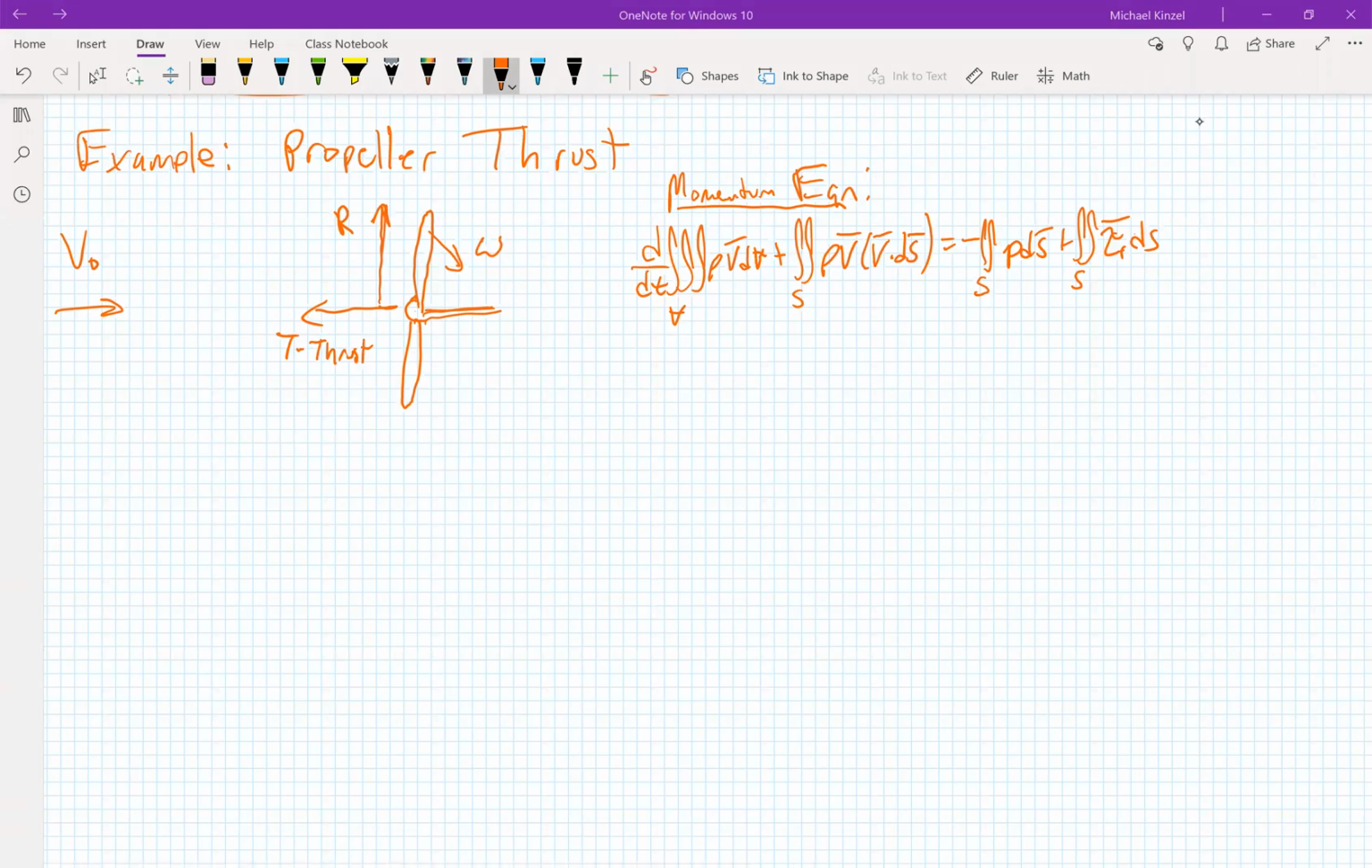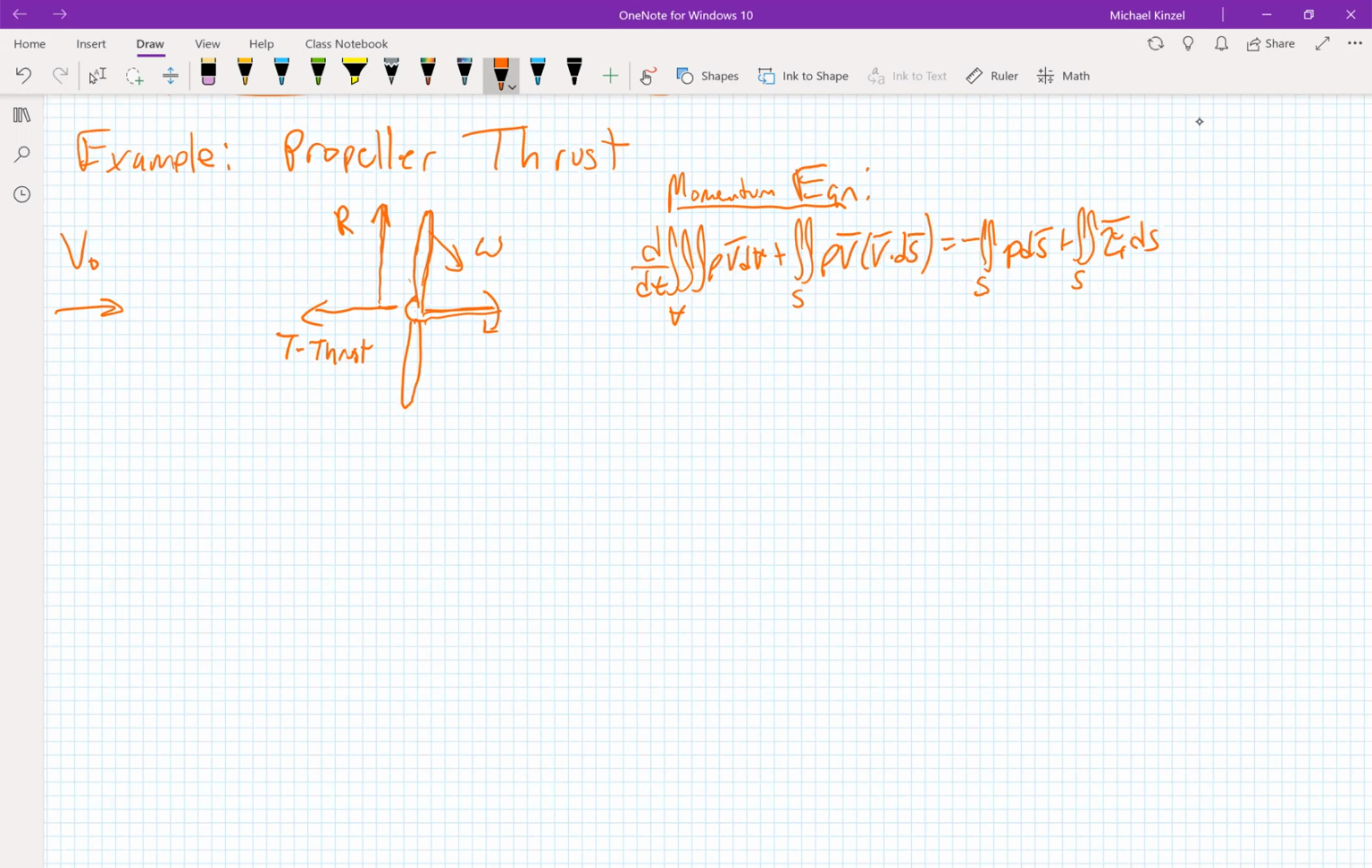So the next example is going to utilize these control volume analyses to evaluate the thrust on a propeller. So here we have an example of a propeller shown here. See the propeller blades, it spins or rotates around this axis at a rate of omega. It has a radius r, it produces a thrust to the left, and it's moving into an oncoming velocity, which is going to the right at a velocity of V naught.